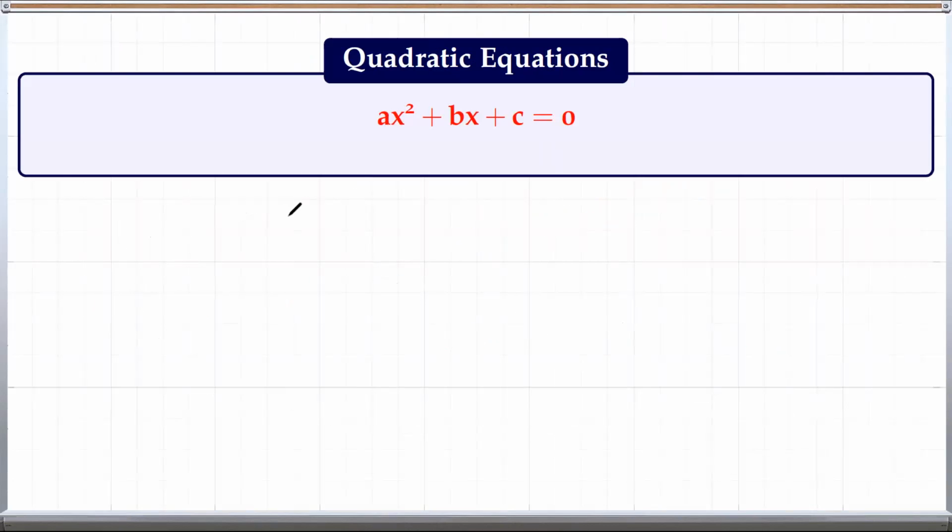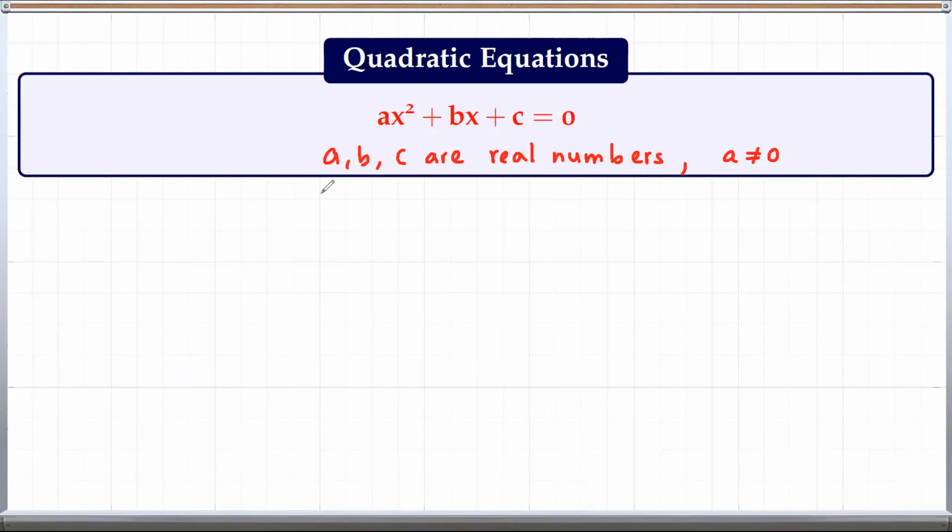So here is the general form of a quadratic equation. It looks like ax squared plus bx plus c equals 0, where a, b, c are real numbers. So a, b, c are any real numbers. And we require that a is not equal to 0. Because if a is equal to 0, then that term goes away, ax squared, and we are left with just bx plus c. That will make it not quadratic.